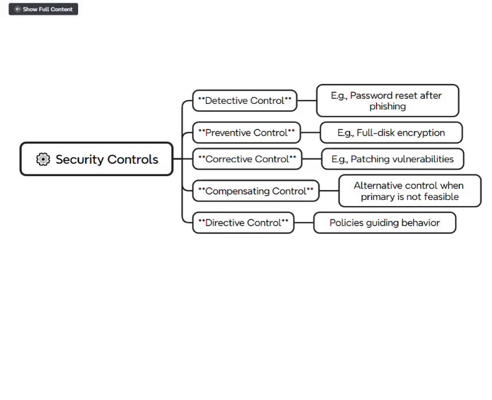Corrective controls step in after the damage is done to fix things. If a system was compromised, patching the vulnerability that allowed it is a corrective action. It prevents the same issue from happening again. Then there are compensating controls, which are kind of like backups when your main security measure isn't an option. And finally, directive controls are policies that guide how people behave, like company rules on password complexity. All of these together make up a strong defense strategy.